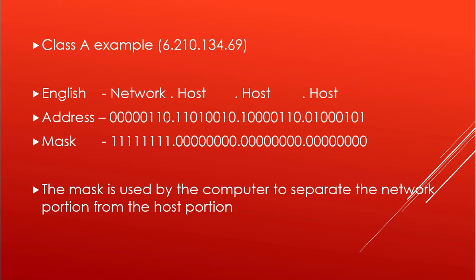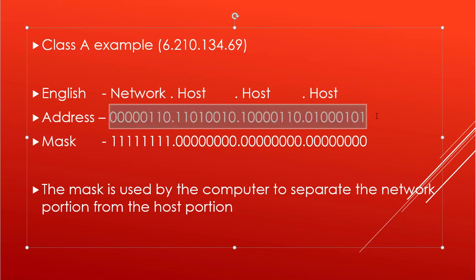And then the IP address, so this would be 6 in binary, this would be 210 in binary, this would be 134 in binary, and this would be 69 in binary. So the default subnet mask is 255.0.0.0. So here's the whole thing in binary. And we know any binary above a 1 on the subnet mask is network. The whole thing got highlighted. So anything above a 1 is network, and then anything above a 0 is host. So that's what the subnet mask does.